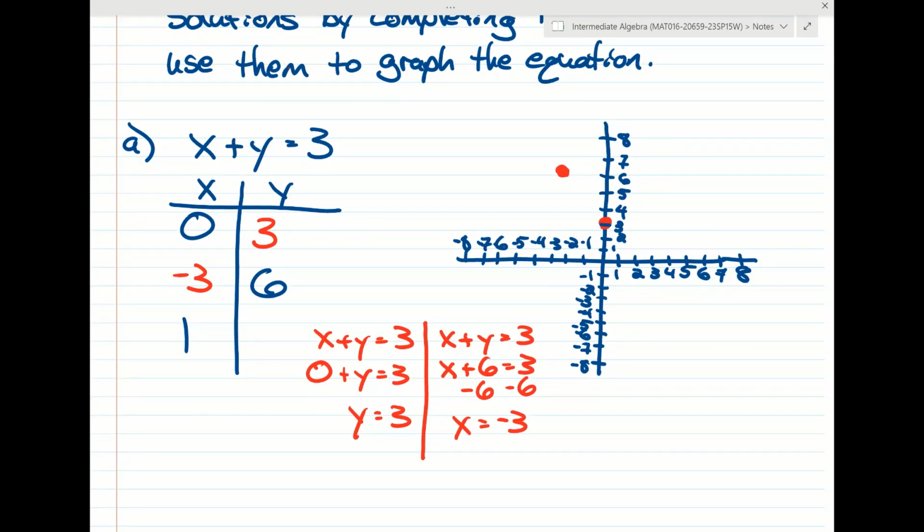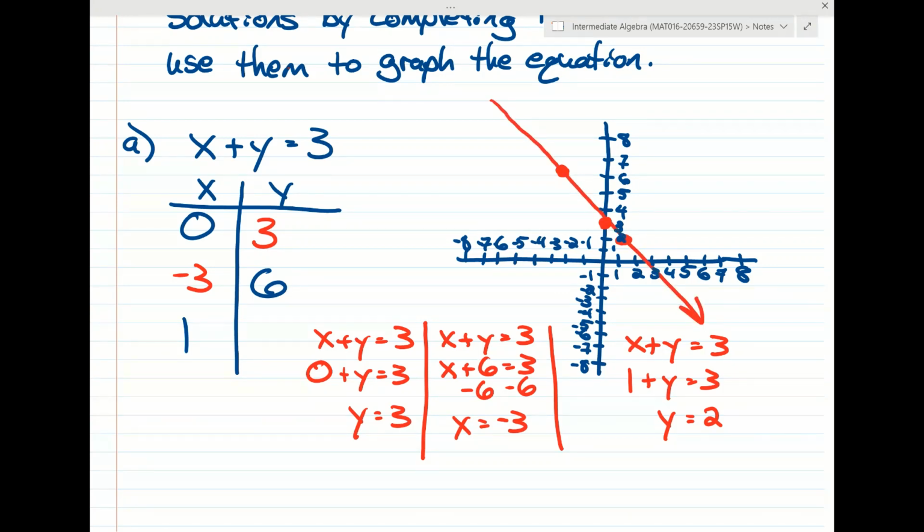And then for the last one, I put x is 1. So if x plus y is 3 and x is 1, we get y is 2. Put it out like that. The only difference now is we're doing one extra step with the graph, and then just draw a line through the points.